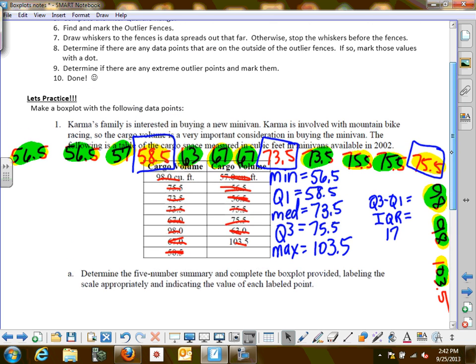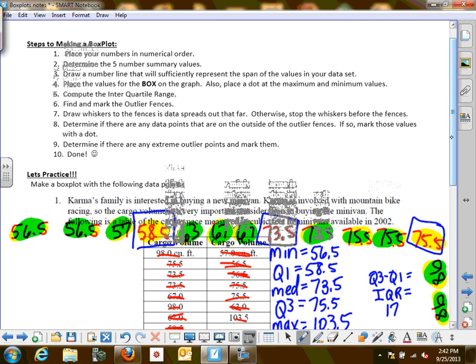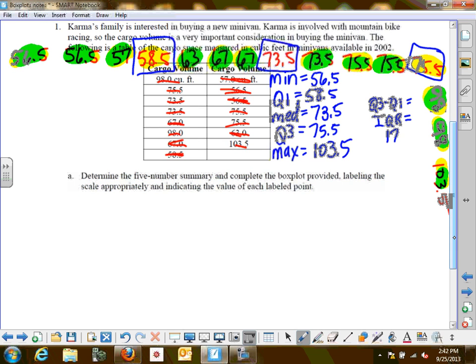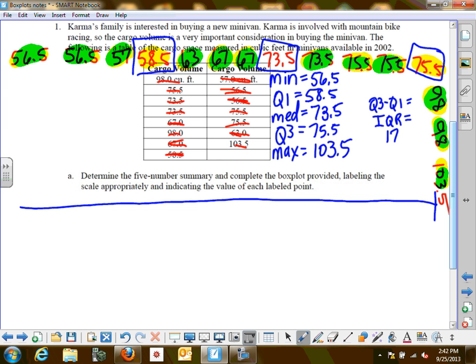Let's now start graphing. The important thing to note is that you want these drawn to scale. And since you want these drawn to scale, you are going to start with a number line that sufficiently spans the value of your data set. So we're going to do that. Our values go from about 55 to about 105. So draw yourself a line. And I'm going to go by fives. I'm going to put the box under it. So do your number line.